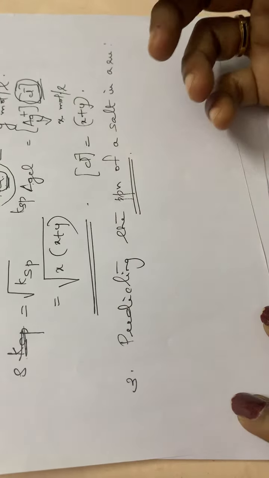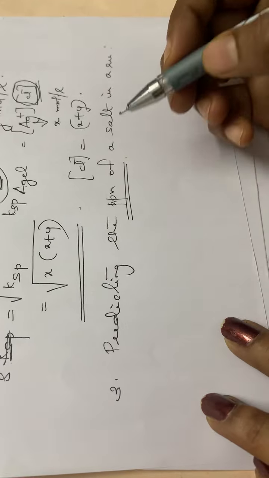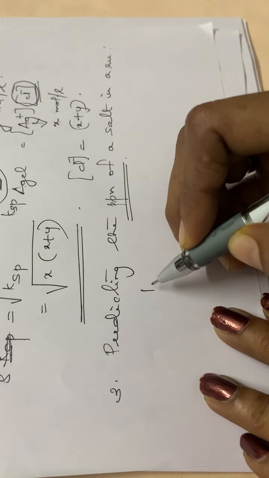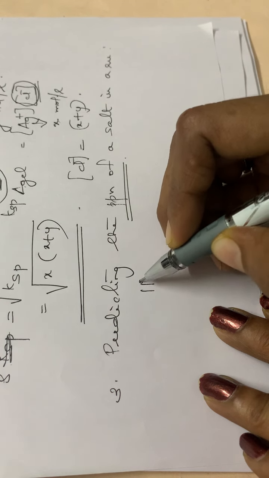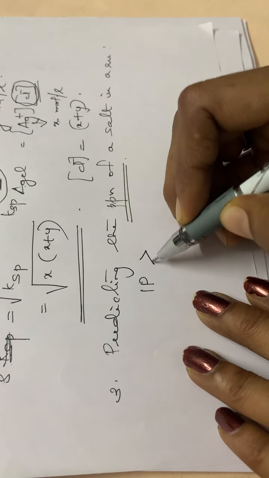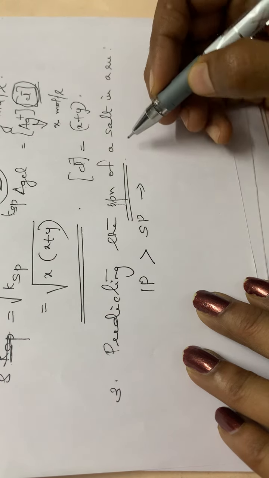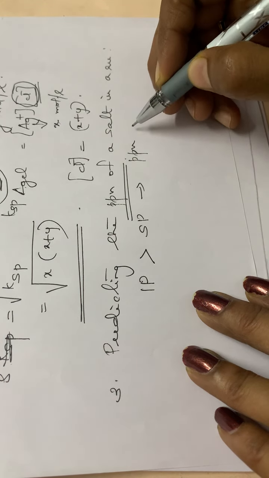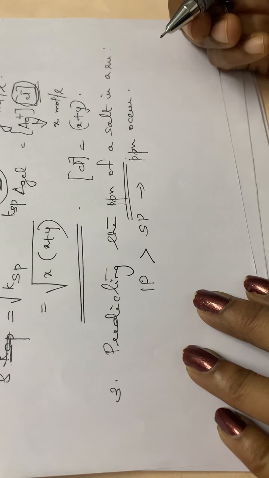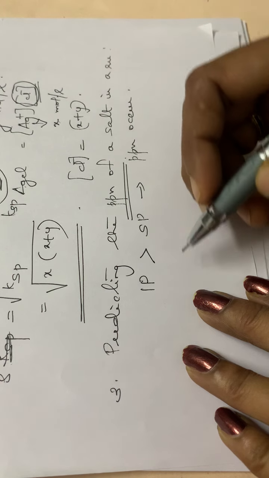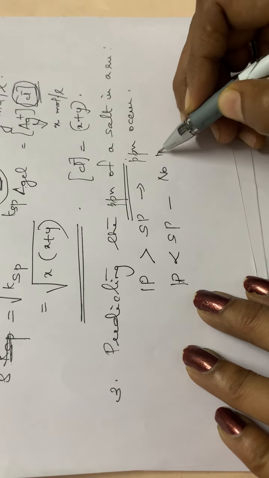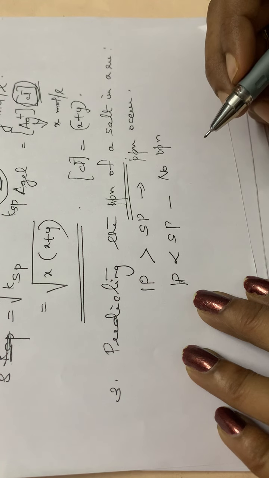Normally, how will you come to know whether it precipitates or not? We had discussed it in your class, isn't it? If the ionic product exceeds the solubility product, or if the ionic product is greater than the solubility product, what happens? Precipitation will take place. If the ionic product is greater than the solubility product, precipitation will happen, and if the ionic product is less than the solubility product, no precipitation. So that is another important application.